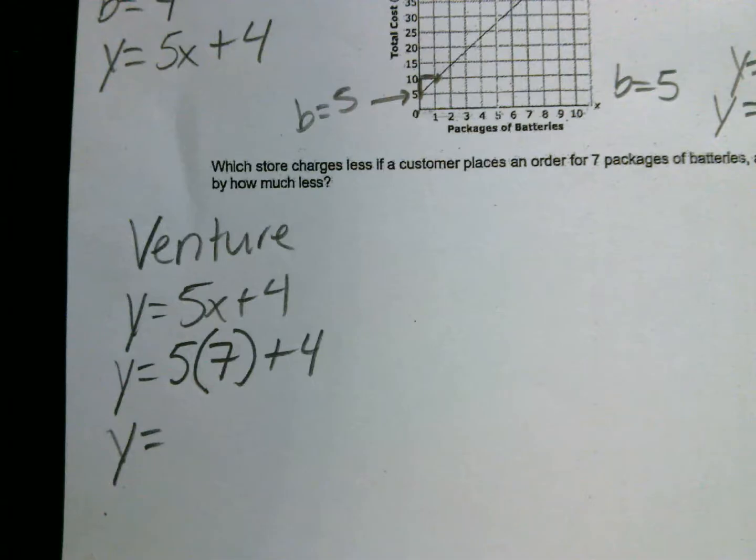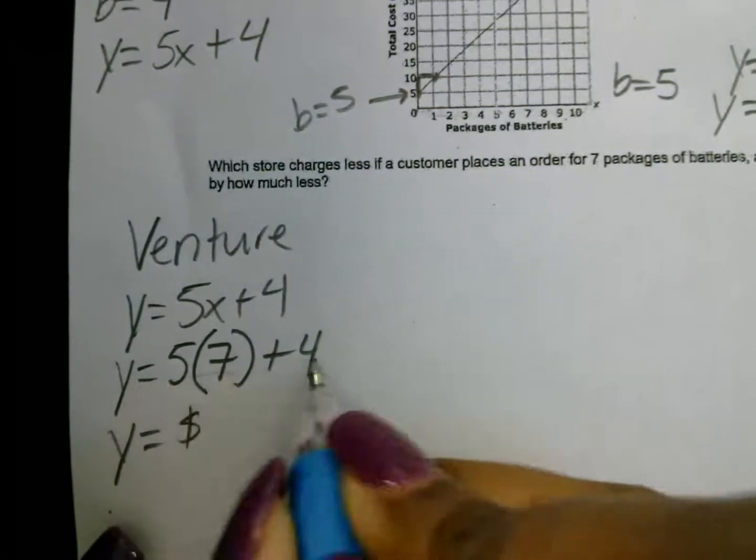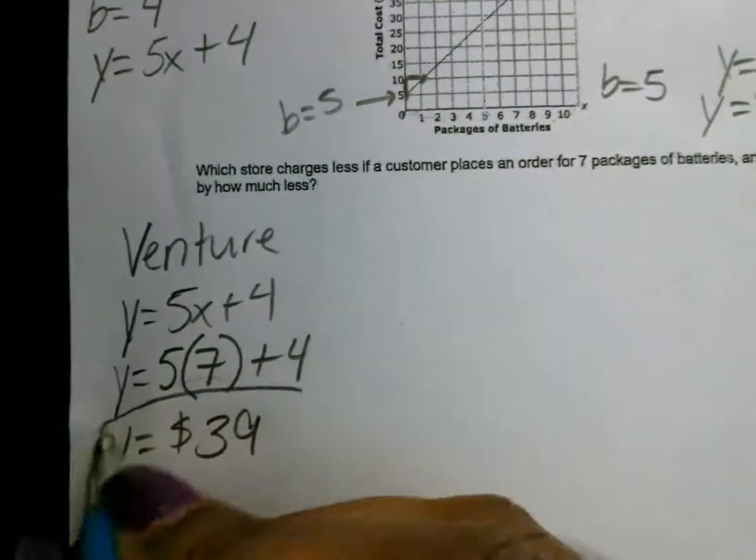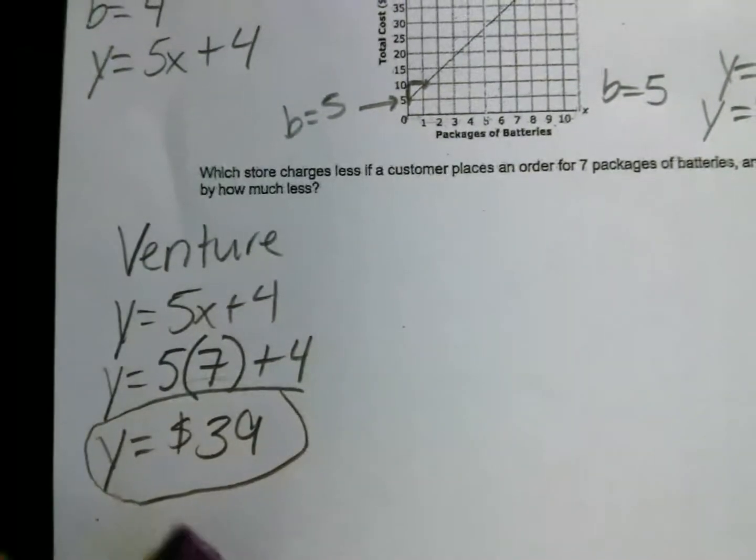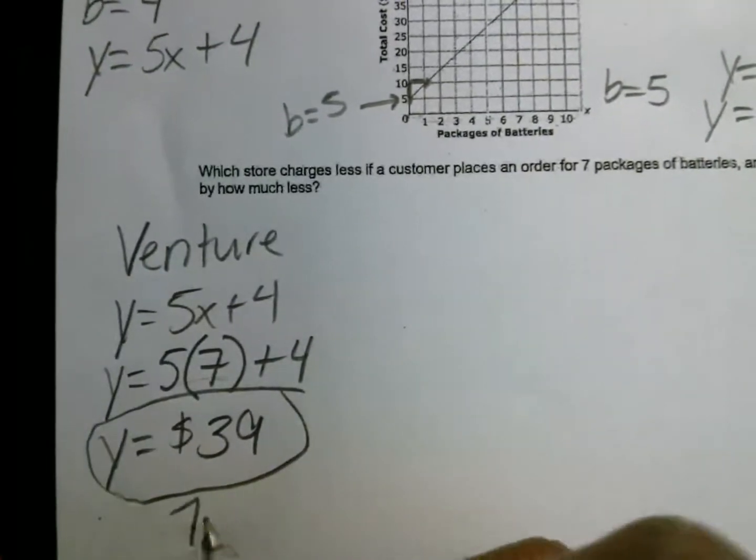What is the total for Venture? 5 times 7 plus 4. What's that give us? $39. You did 35 plus 4, so that's $39. That's $39 for 7 packages here.